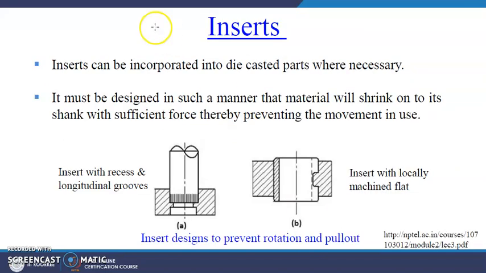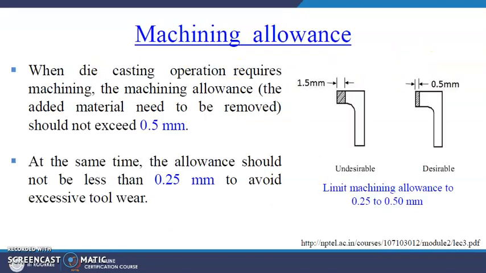Inserts should be placed in such a manner that they can be incorporated into die cast parts wherever necessary. Machining allowance should be provided. The allowance should not be less than 0.25 mm to avoid excessive tool wear. So this is the limit of the machining allowance.